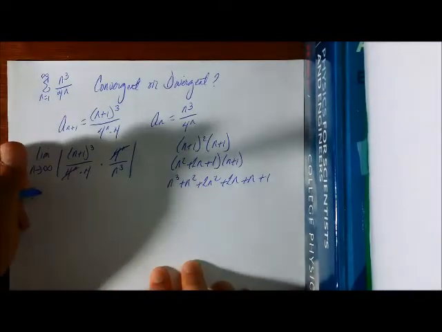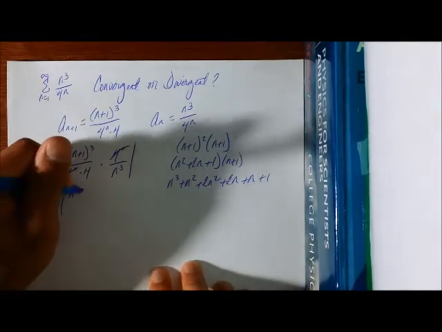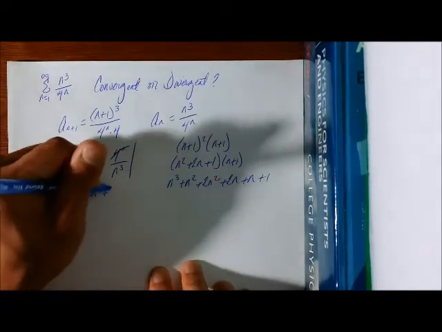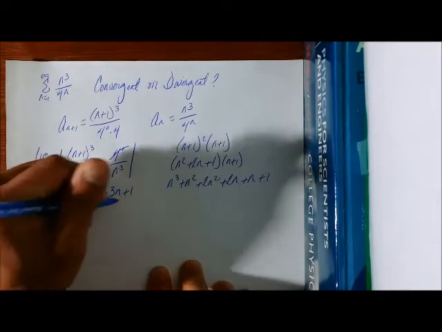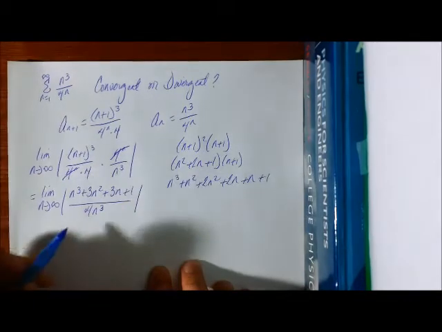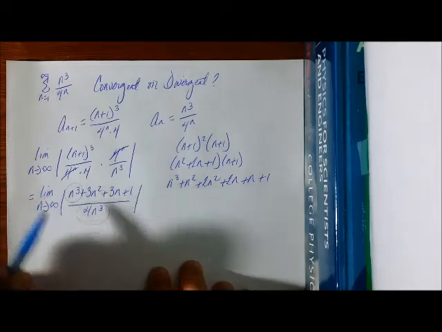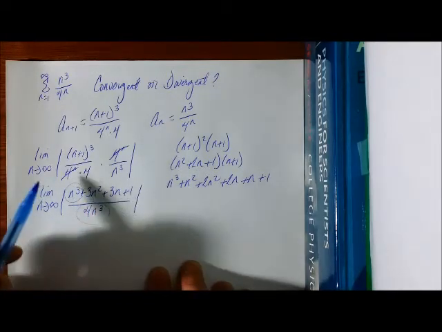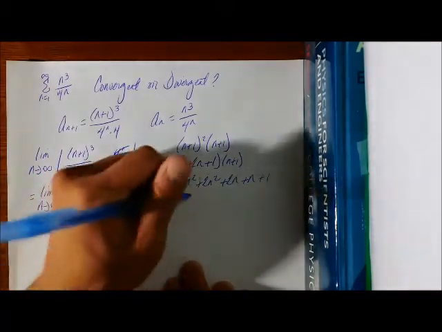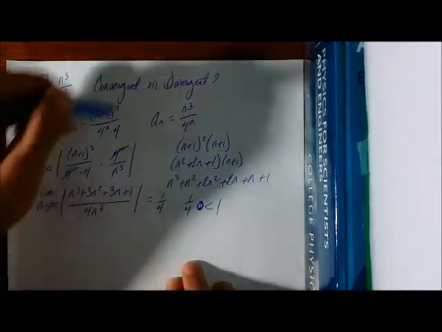Simplifying, we have the limit as n goes to infinity of n cubed plus 3n squared plus 3n plus 1 over 4 times n cubed. If we take the limit of that, we just need to look at the coefficients of the highest degrees, which is 1 over 4. That means the limit of this is 1 over 4. Since 1 over 4 is less than 1, the series converges.